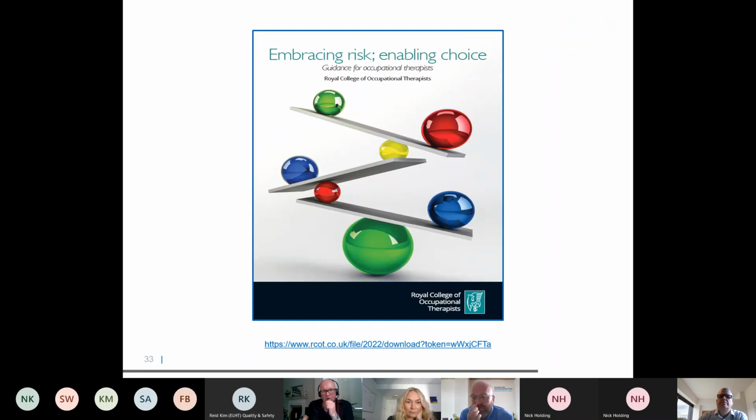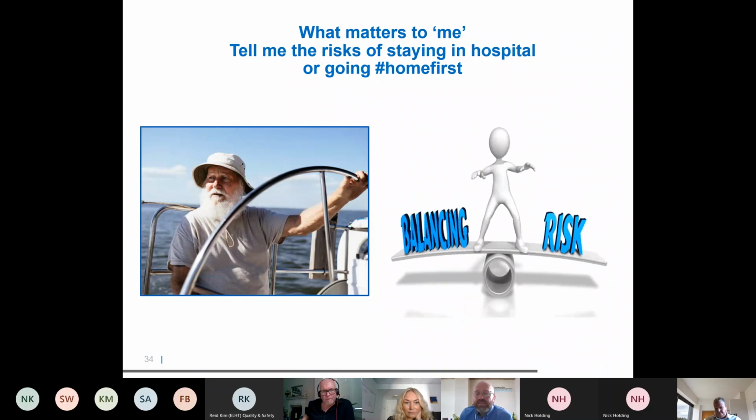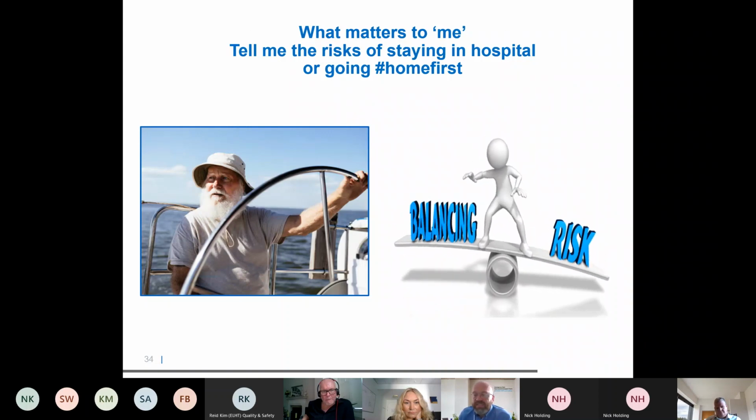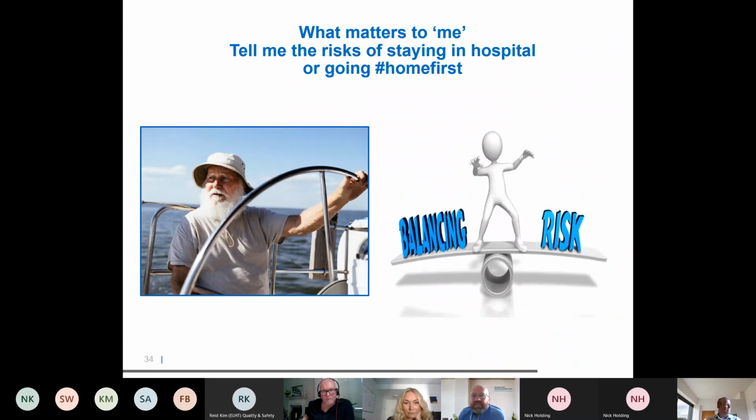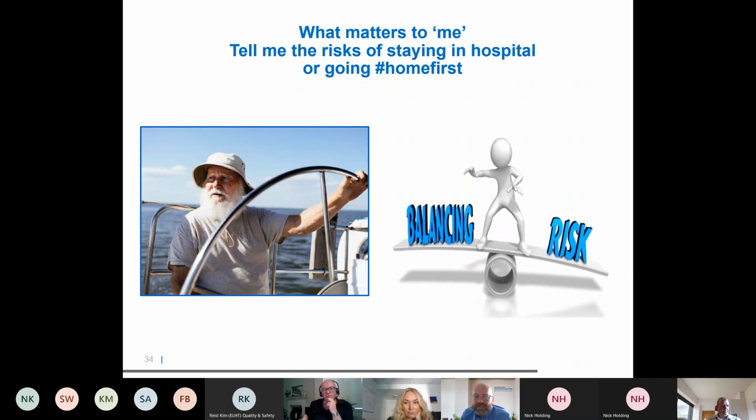Because of course, this is around managing risk, isn't it? And whose risk is this to manage? And the Royal College of OT published a couple of years ago now, and it's been updated since, their document Embracing Risk and Enabling Choice, which we would certainly commend to you, because this is around what matters to me. So this is around communication with the patient. What are the risks of staying in hospital and what are the risks of going home? And whose risk is that to manage?